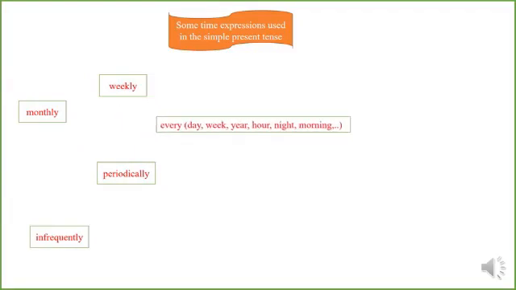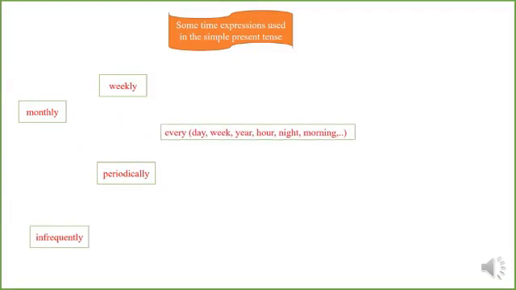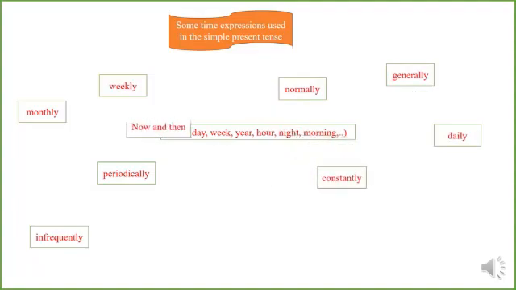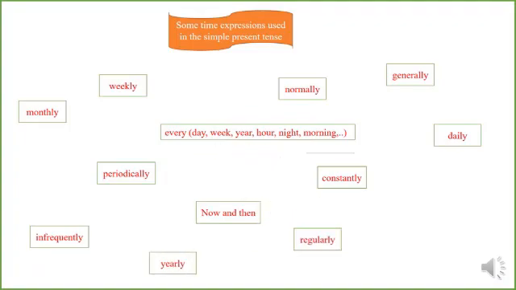Some time expressions, we also use them in the simple present tense, like weekly, monthly. Weekly, it means every week. Monthly, every month. Periodically, infrequently, every day or every week or every year, every hour, night, morning, etc. Normally, generally, daily, constantly, now and then, yearly, regularly, annually.